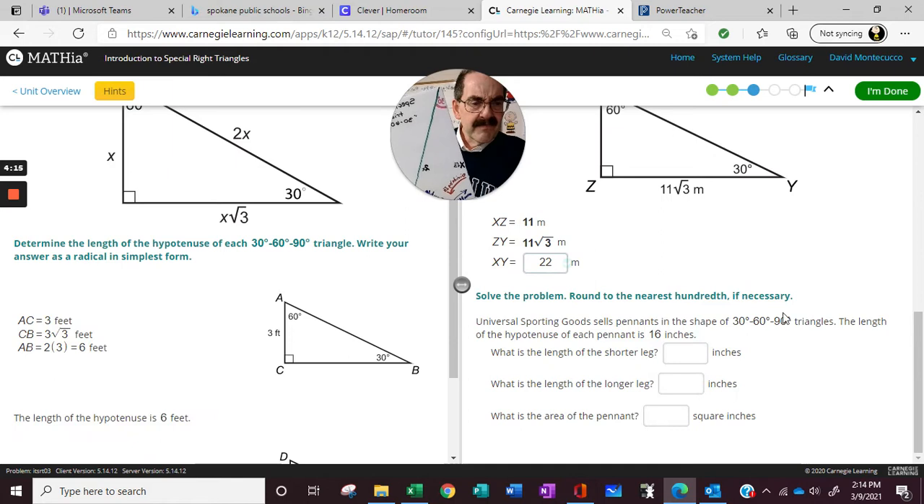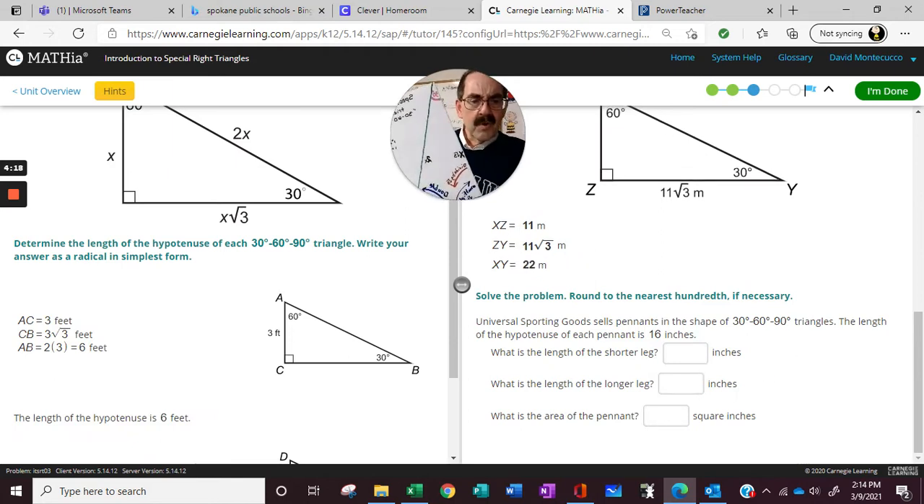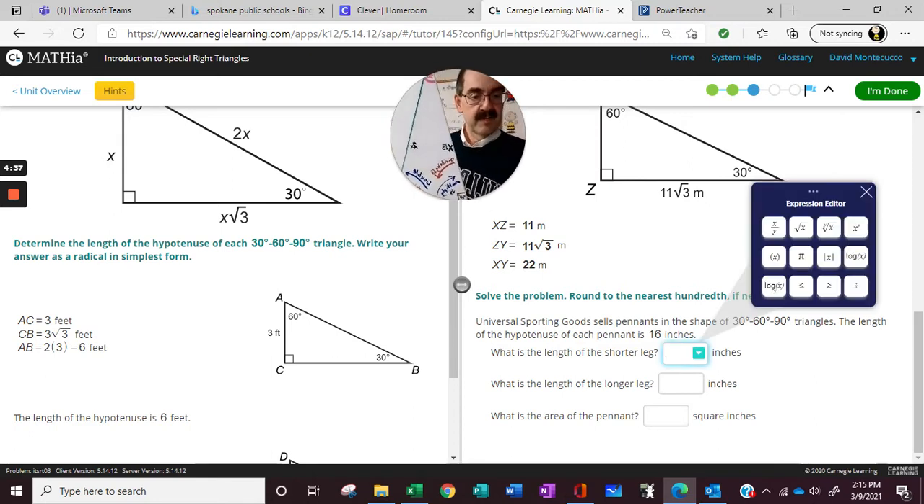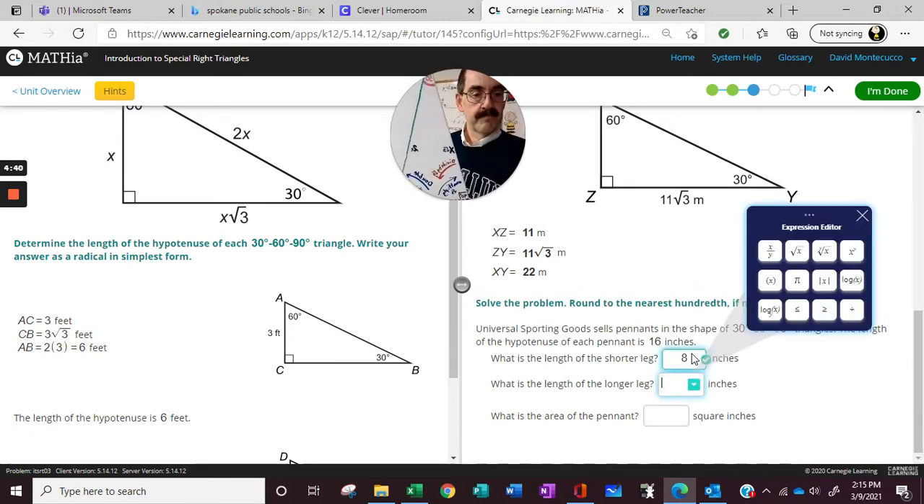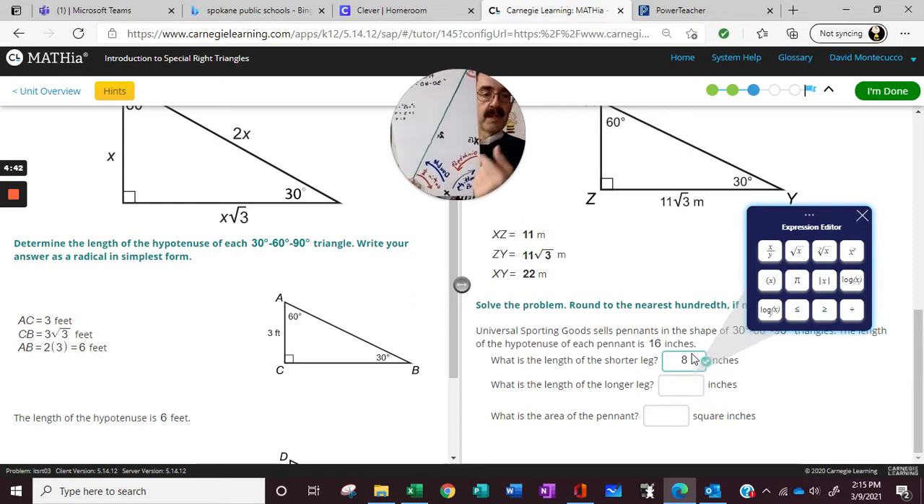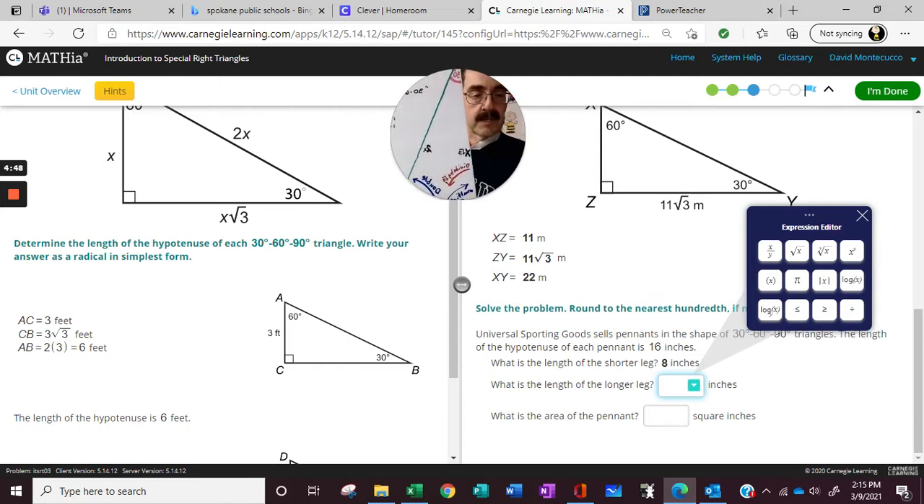Now, what is the length of the shorter leg? The hypotenuse of a pennant. You ever have one of those pennants, World's Fair type pennant, baseball pennant? Okay, the short leg. If the hypotenuse is 16, then we divide in half, 16 over 2. Now, the length of the longer leg is going to be 8 times radical 3, because you multiply to get there.